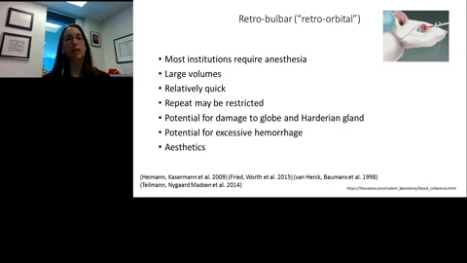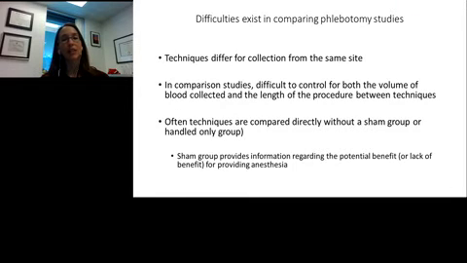Okay, so now that we've discussed some of the difficulties in trying to glean information from the studies that are out there on phlebotomy, I'm just going to talk about some of the main common methods and give some of the very broad general characteristics about these common techniques, and then I'll go into some of the select studies that evaluated them.